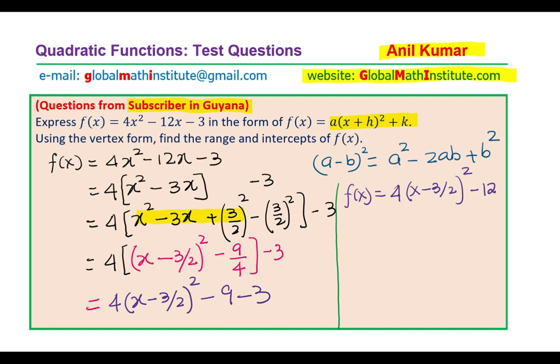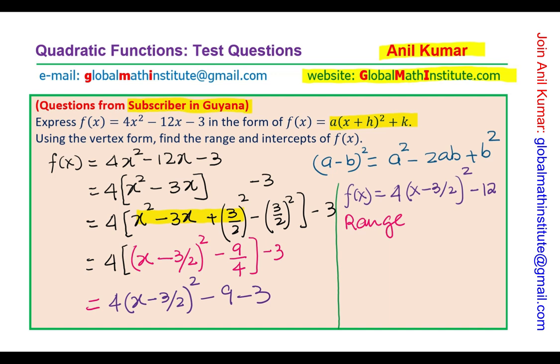Now, in this question, sometimes we have a restriction, and that is to write all these terms as real numbers. So these are also real numbers, so you could write like this also. Great. So we have a vertex form. Now the thing is, using the vertex form, find the range and the intercept. So let's find the range here. How will you find the range?